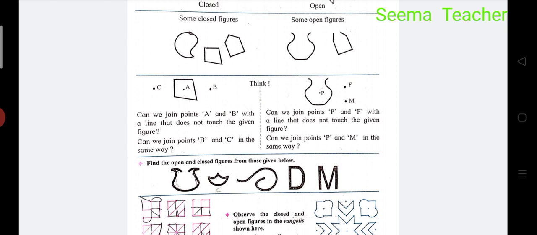So next, look here, can we join the point P and F with a line that does not touch the given figure? So this is P, from the top till F, you can join it. So can we join P and M in the same way? Yes. This also we can join, P and M. Also we can join this line.